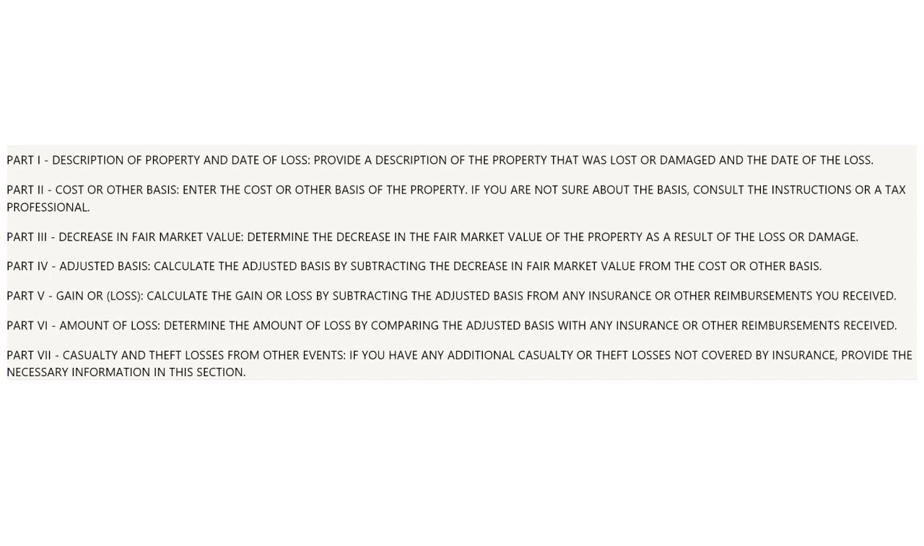Part 3, decrease in fair market value. You determine the decrease in the fair market value of the property as a result of the loss or damage. Part 4, adjusted basis. Here you calculate the adjusted basis by subtracting the decrease in fair market value from the cost or other basis. Part 5, gain or loss. Here you calculate the gain or loss by subtracting the adjusted basis from any insurance or other reimbursement you received.